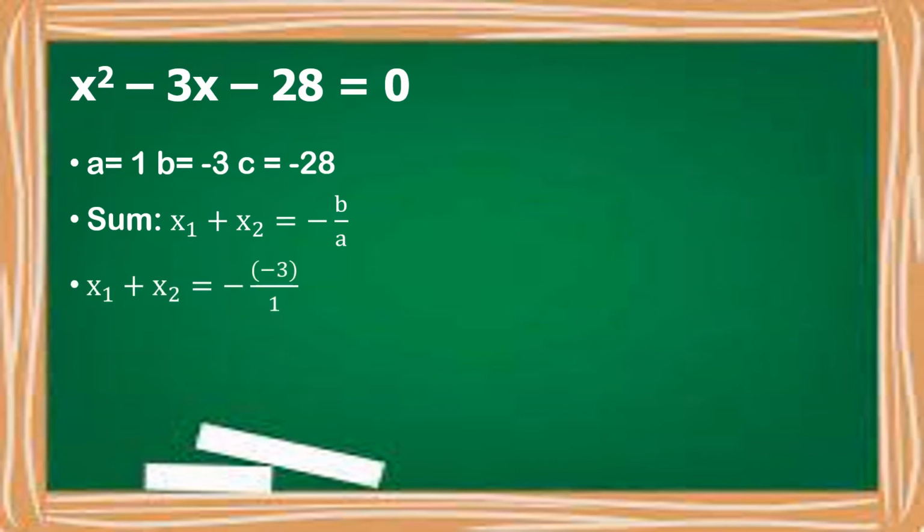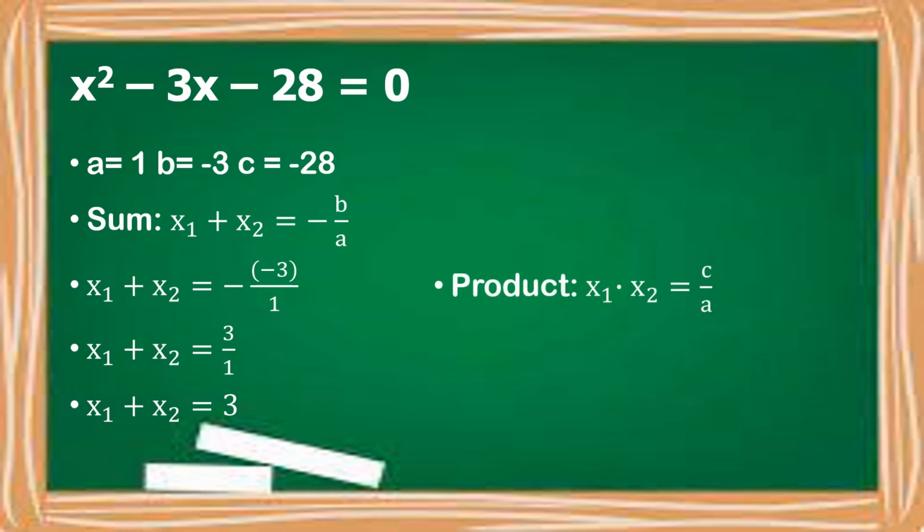So we have negative of negative 3 over 1. Negative of negative 3 means positive 3. Divided by 1, we have 3 over 1. And 3 over 1 is equal to 3. So the sum of the roots is equal to 3.